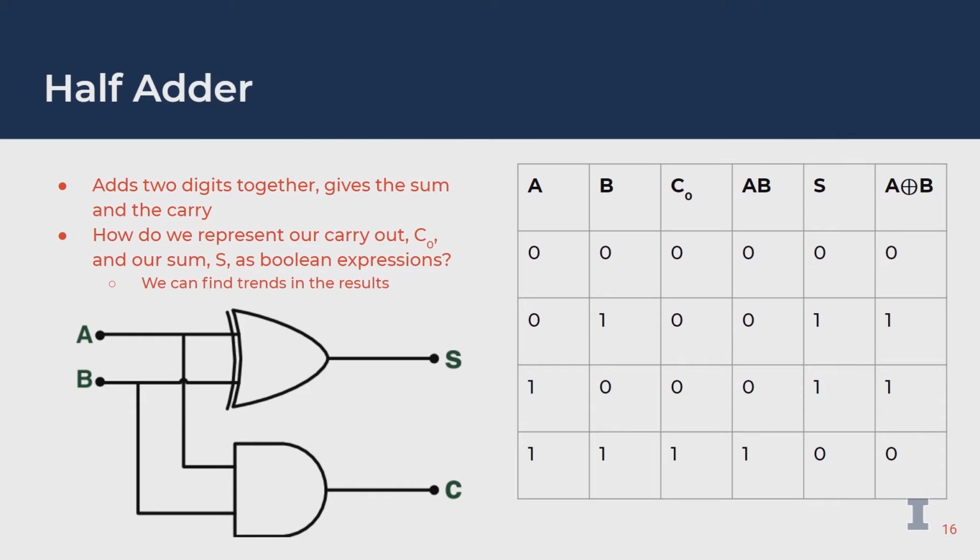So 0 plus 0, we're just going to get zeros for both. 0 plus 1, we're just going to have 1 in the sum. 1 plus 0, same thing, but inverted, one of our properties again, sum. And then 1 plus 1 is 2, so 0 in the sum and carry is 1. Okay?